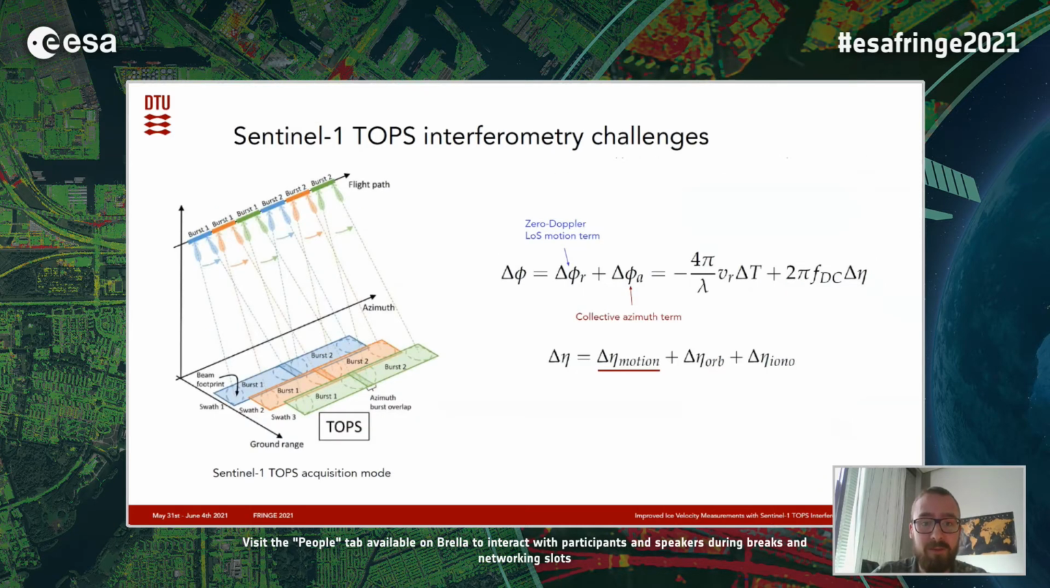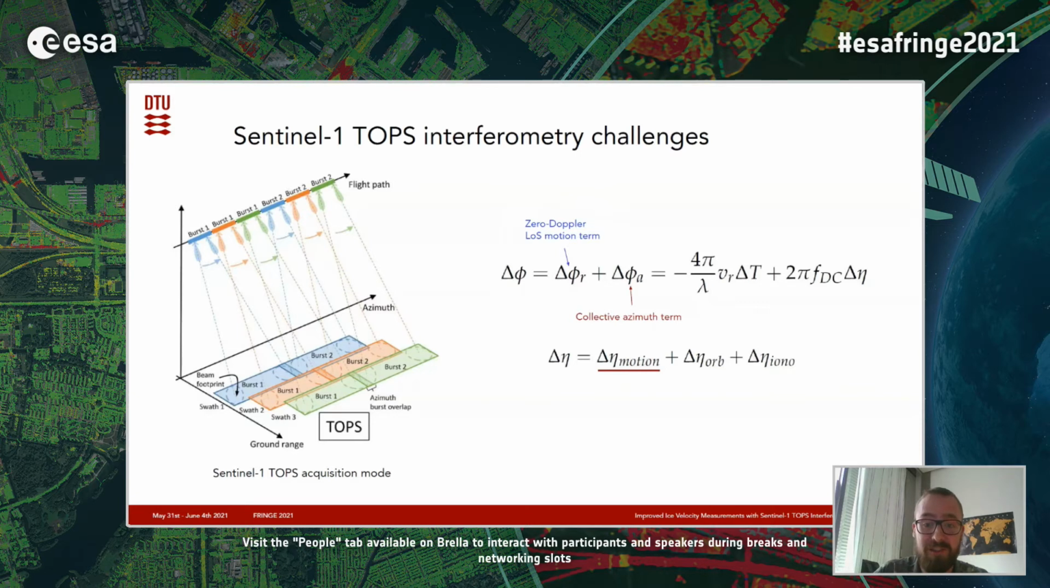However, with Sentinel-1, with the TOPS mode, it's not immediately straightforward to apply this in a scene with as much motion as there generally is over an ice sheet. And this is illustrated here by how the differential phase we can split up into terms. The first term is what we could call the zero Doppler line of sight motion term. So that's the phase term due to motion that we would expect also in a normal strip map acquisition.